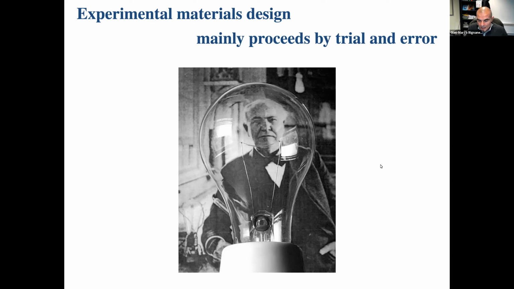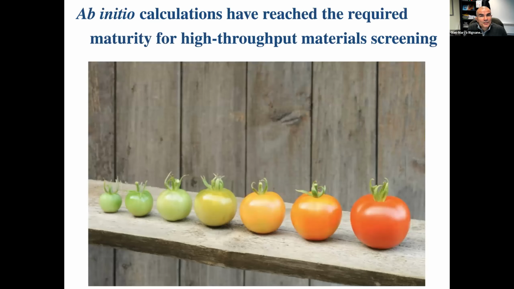So you see that this is very time consuming, and this is the kind of thing that we would like to avoid. In this framework, ab initio calculations have reached a level of maturity such that you can basically predict the properties of the materials even before they're synthesized. And so the codes that have been developed to do ab initio calculation and the amount of computer power that we have now make the field mature enough to do what is called high throughput material screening.